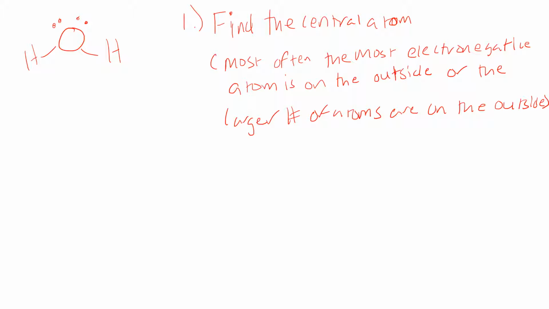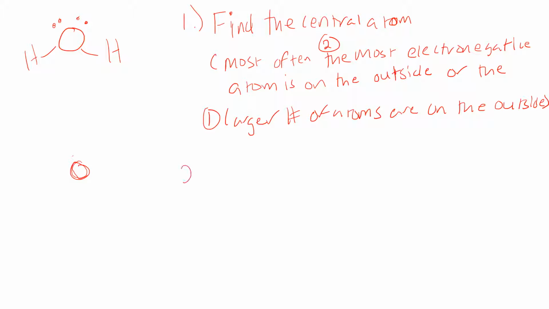Now what you want to know is that this is number one and this is number two, meaning that the large number of atoms takes precedence. So if you have a large number of atoms, that's going to go on the outside before the more electronegative atoms do. In this case, oxygen is more electronegative, but there are more hydrogens, therefore the hydrogen is going to be on the outside. So we started off, we have oxygen. Oxygen is going to be in the middle.